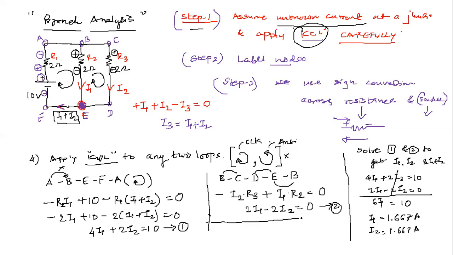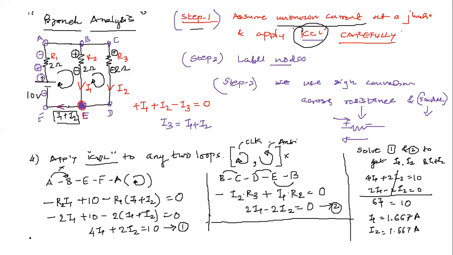I'm not having enough space, so I'll go to the next slide rather than putting it over here. I1 we've got 1.667, right? I2 the same, 1.667 ampere. And what will be the battery supplied current? If you look at the diagram, the current it supplies is I1 plus I2, right? So that will be 3.334 ampere. So this is the total current supplied by the battery.